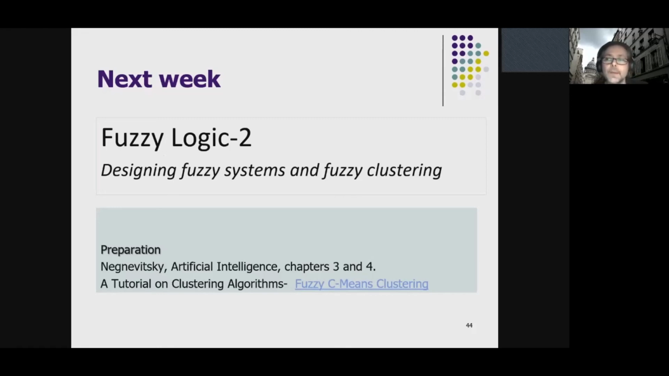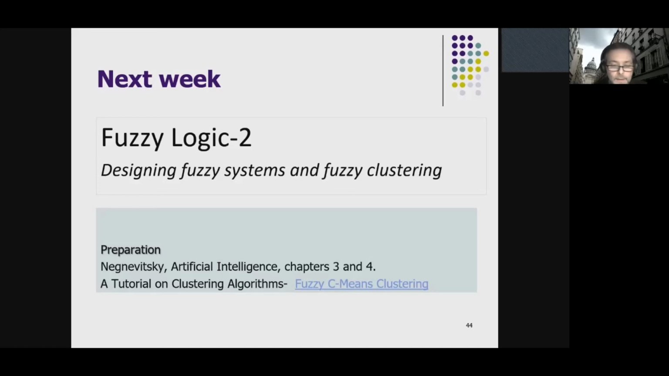Fuzzy clustering is now a standard algorithm in many packages like SPSS. So SPSS has fuzzy clustering. It's not considered a second-class method anymore. It has several advantages. It has been incorporated in several packages.